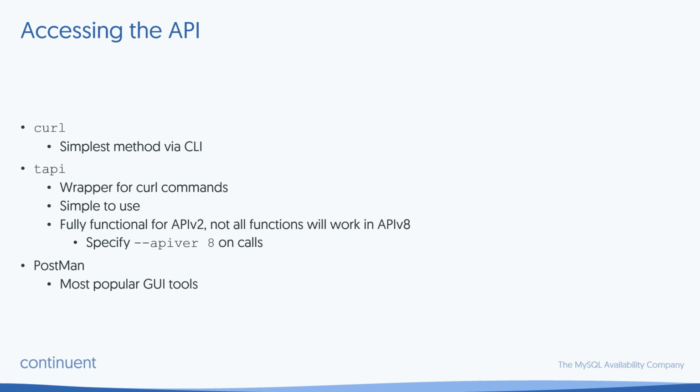So how do you access the API? Curl is the simplest method. Just use the curl command on your CLI. We have a tool called TAPI. This is a wrapper for the curl commands. It's simple to use. It has shortcuts and options to make those calls.